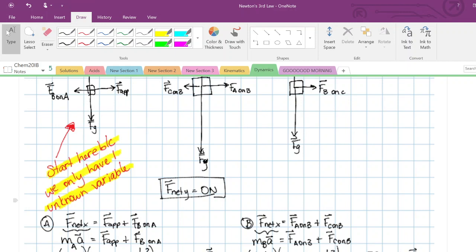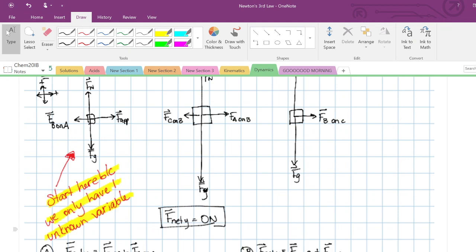Now, remember that if the force of B on A is negative 16 newtons, or if the magnitude of the force of B on A is 16 newtons, then that means that A must be exerting an equal and opposite force on B. So that means that we've also just solved for this force of A on B.